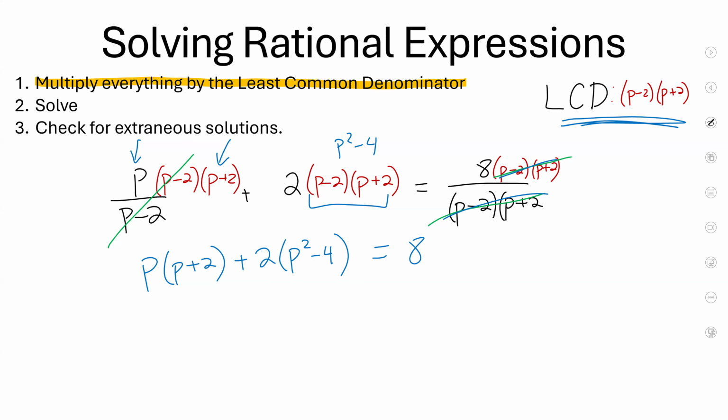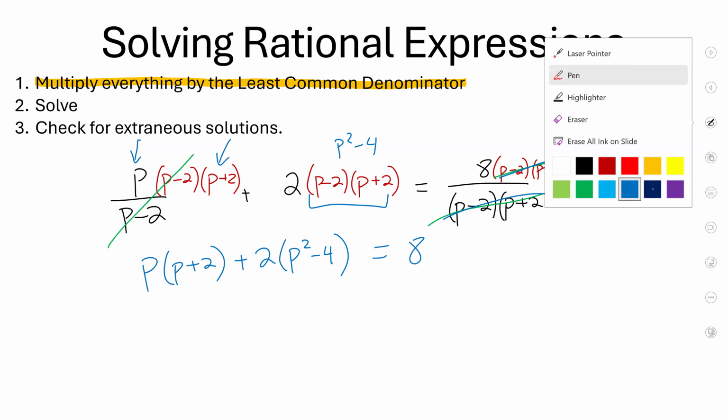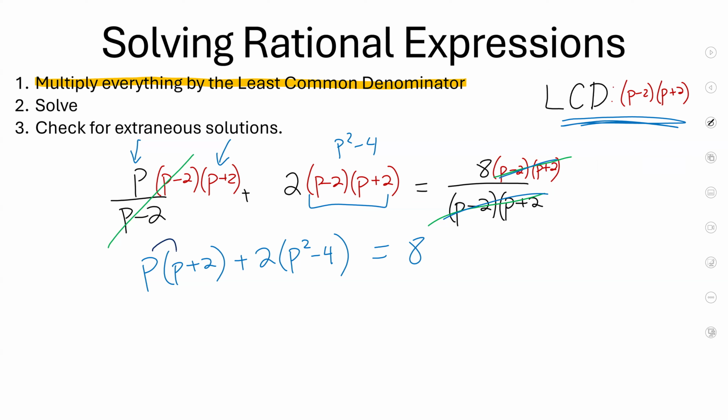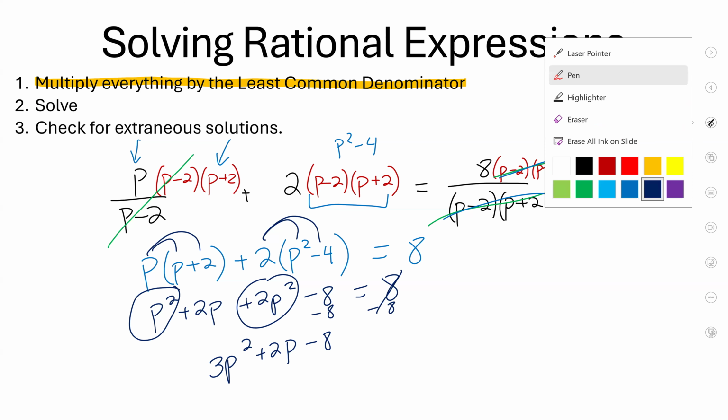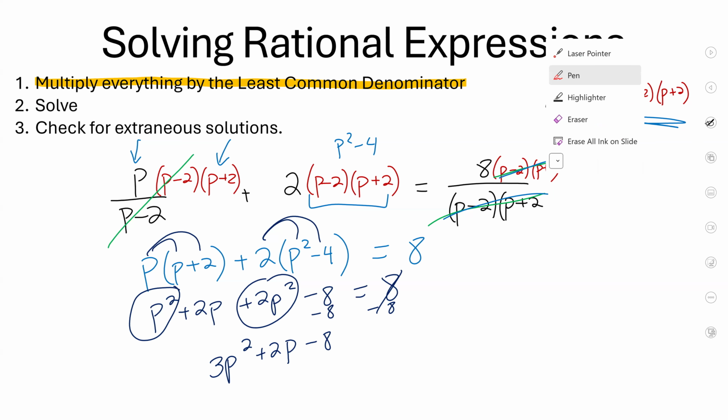All right, now you just solve it. It's a regular Algebra 1 problem. So I'm going to distribute this. I get p squared plus 2p. This is plus 2p squared minus 8 equals 8. P squared and 2p squared is 3p squared plus 2p minus 8. Subtract 8 from both sides. This becomes a minus 16. And then you just factor it.